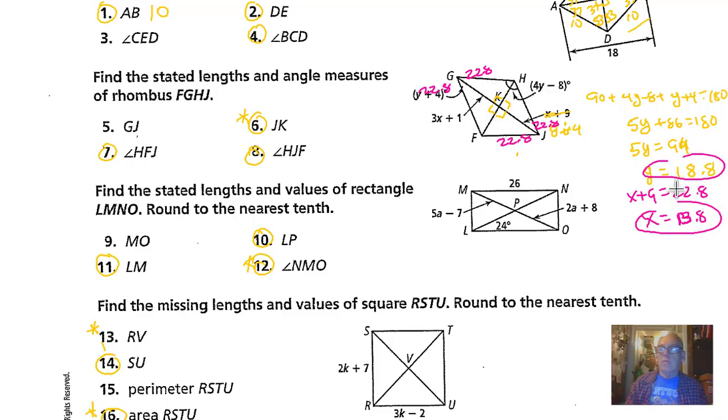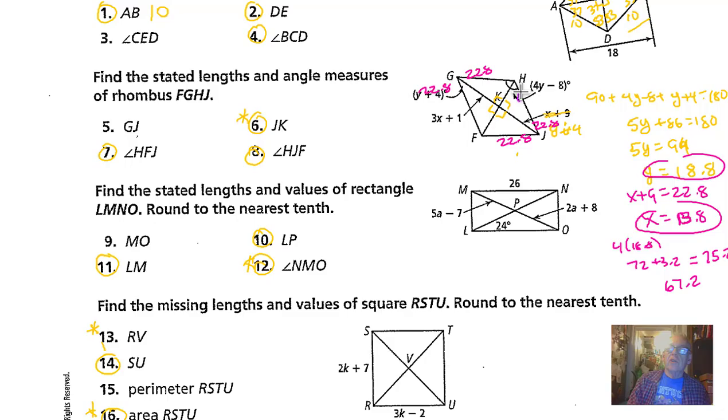So 4y minus 8, 4 times 18.8, take away 8. 4 times 18 is going to be 72. 4 times 0.8 is 3.2. That's going to be 75.2. And we got to take away 8 from that. So 4 times that's 75.2. Take away 8 is going to be 67.2 for each one of these.